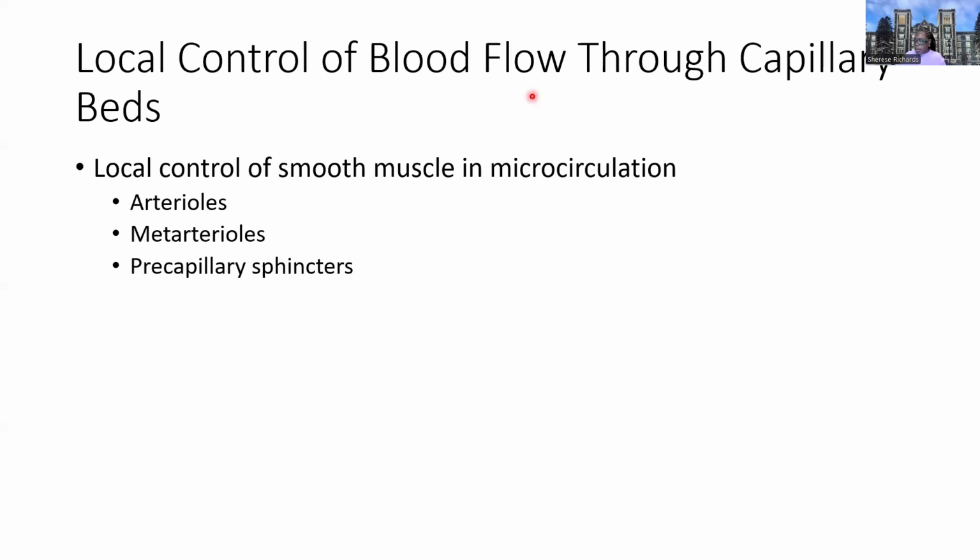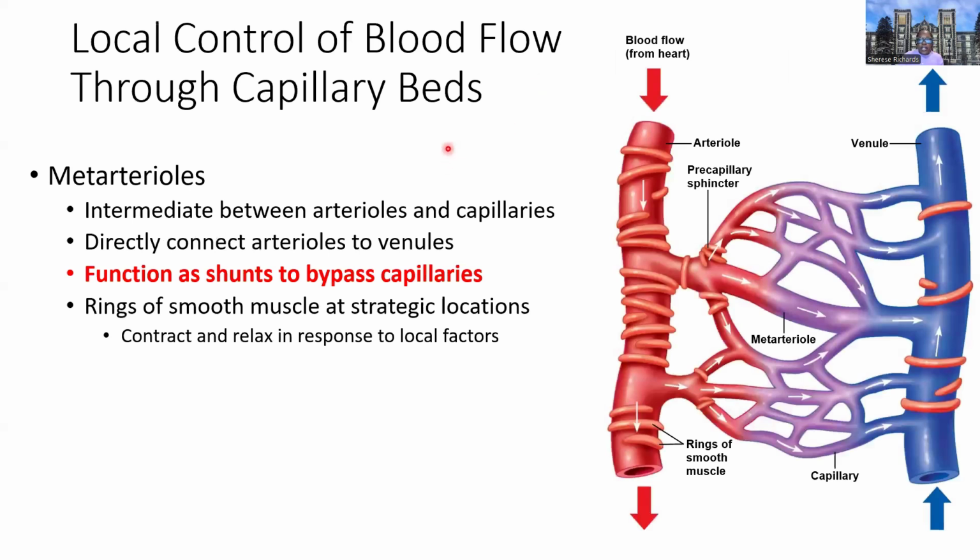Okay, let's keep going. So let's talk about the local control of blood flow through capillary beds. So there are three structures we want to think about that help to regulate the flow. And there are smooth muscle modifications within the microcirculation. So first we have the arterioles, then we have meta-arterioles, which are smaller connections between capillary beds, and then we have pre-capillary sphincters. So we'll talk about the role of each of those structures, where they're found, and then how exactly they regulate flow. First off, meta-arterioles.